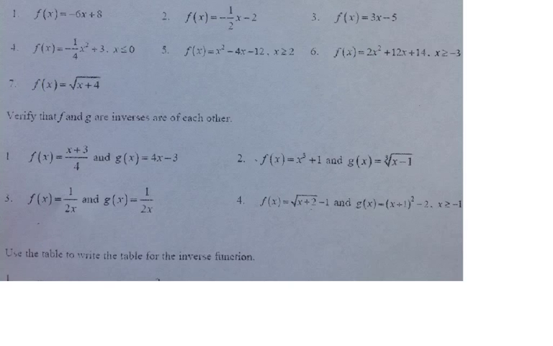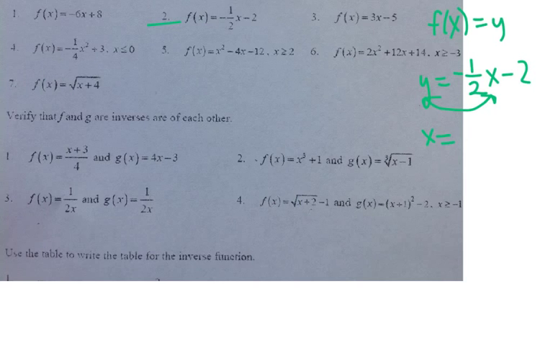Okay, so let's take a look at number 2. So remember, think of that f of x as y. Okay, same thing. So y equals negative 1/2 x minus 2. The trick to finding the inverse, taking the x and the y, swapping them, so we get x equals negative 1/2 y minus 2, and then solving for y.